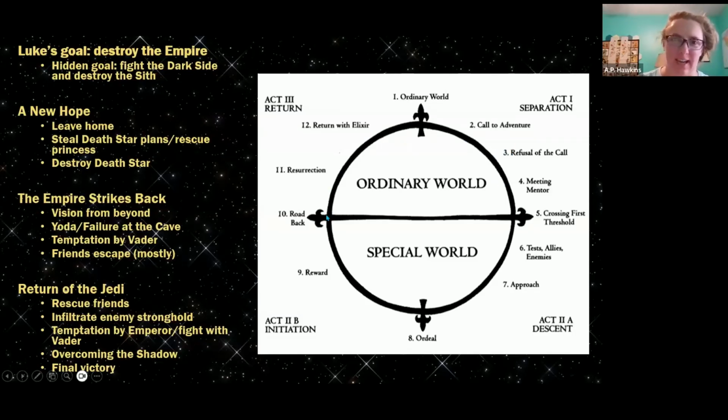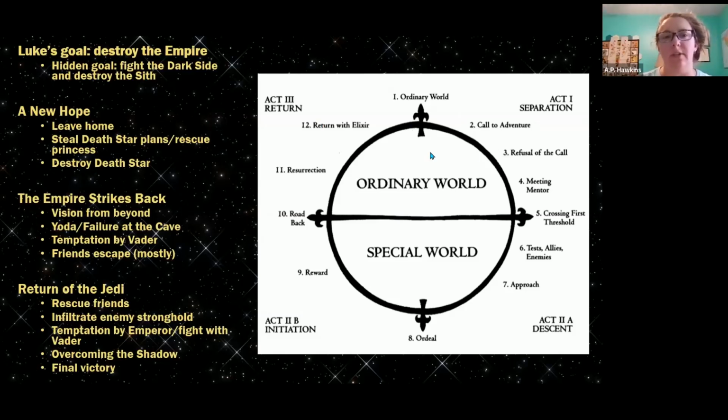They're over here on this side. And so he could go back after A New Hope is over. He could go back to Tatooine, but his ordinary world is gone. His aunt and uncle are dead. There's no point in going back. So his ordinary world is changed. His ordinary world is now fighting with the rebellion against the Empire.